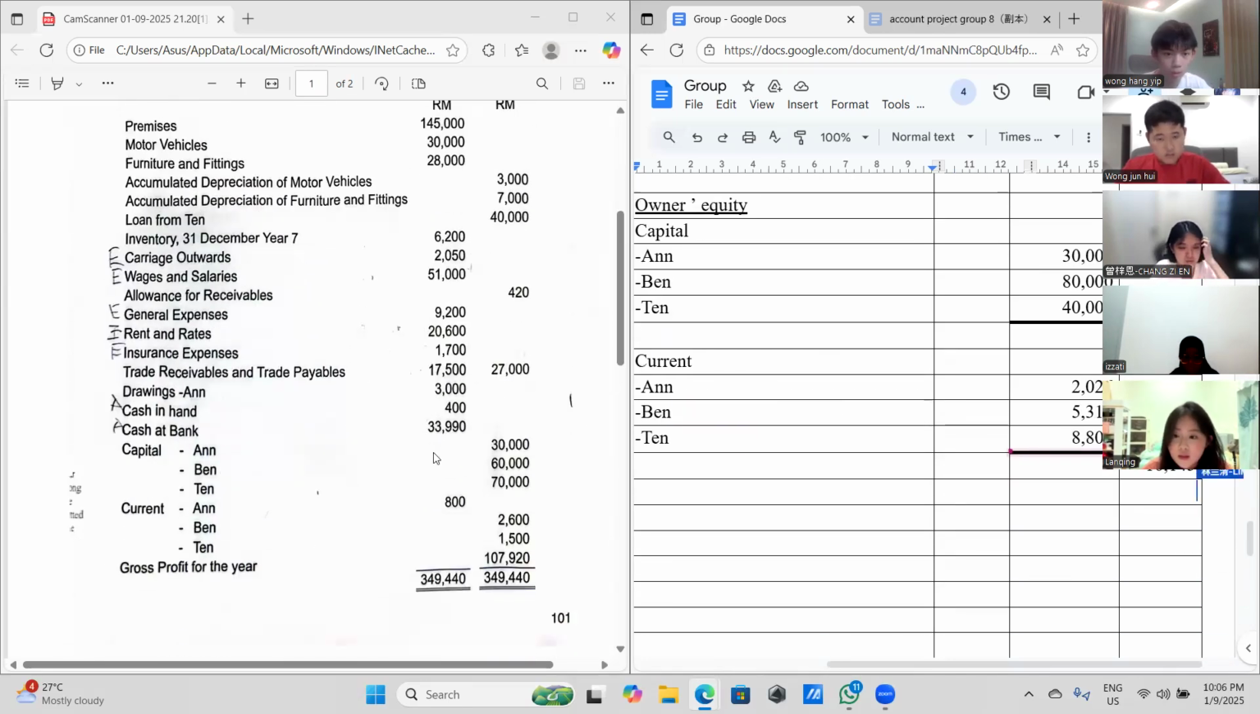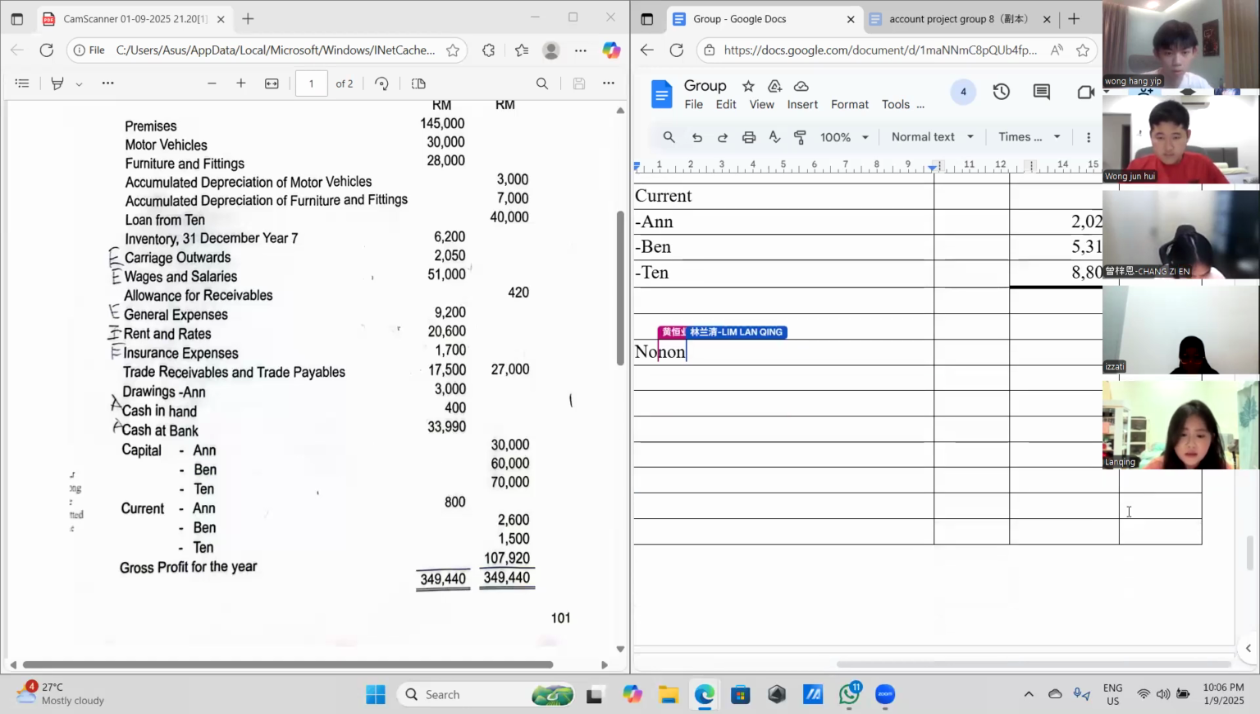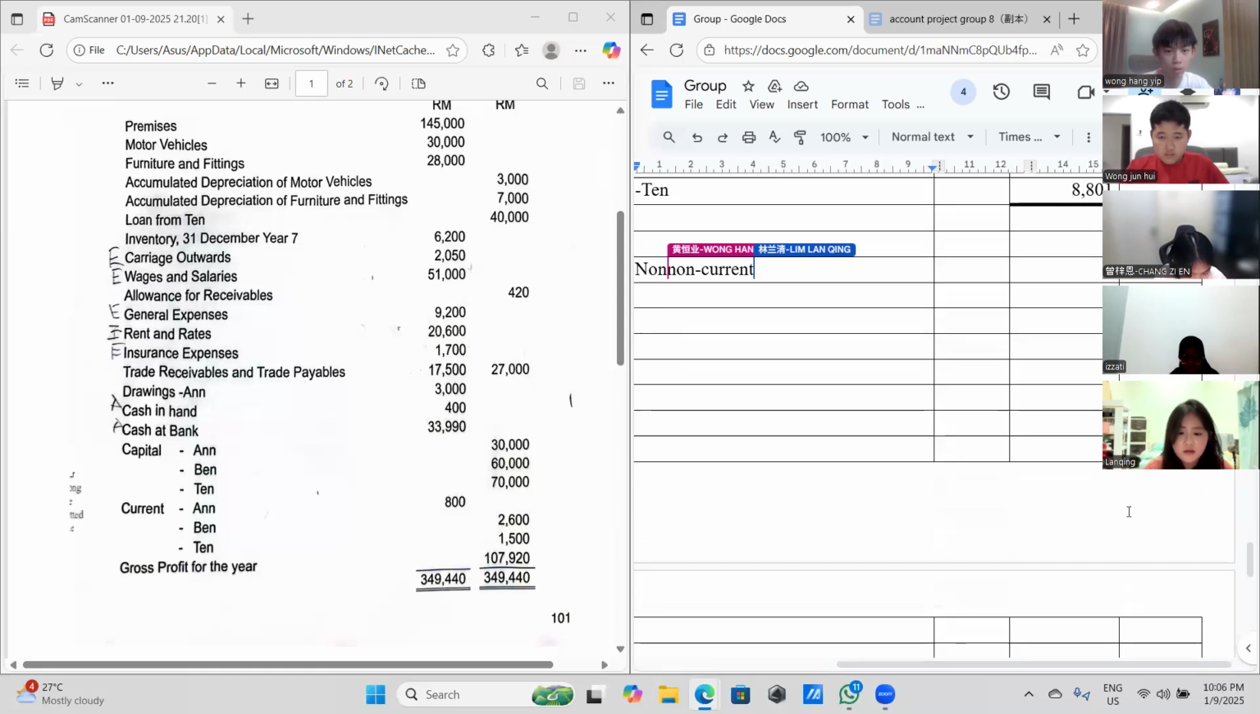So next we'll be talking about the non-current liability. The first one will be the loan from Ken. The amount of loan from Ken will be 70,000.